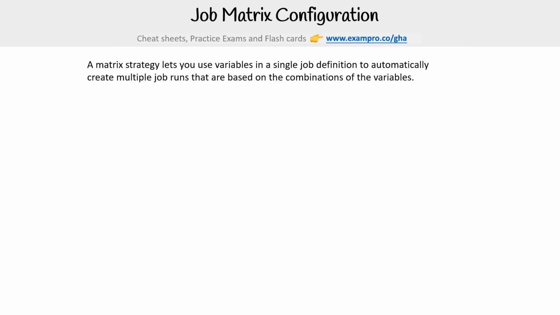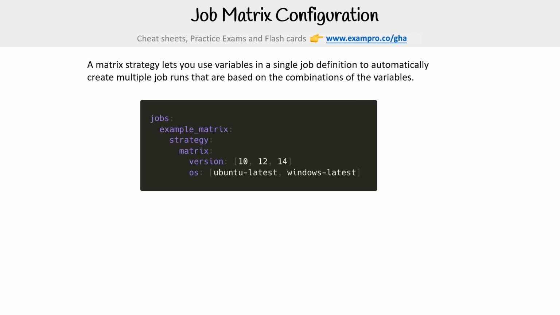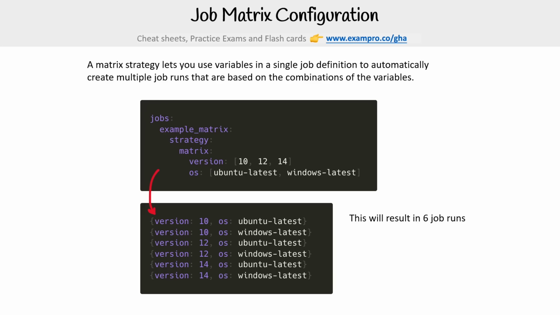We're taking a look at job matrix configuration. A matrix strategy lets you use variables in a single job definition to automatically create multiple job runs that are based on combinations of variables. So here's an example of a matrix with versions and OSs, and they'll produce that amount. So basically you'll end up with 6 job runs. So there you go.